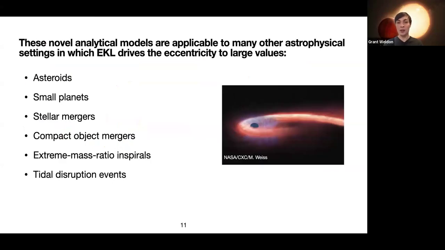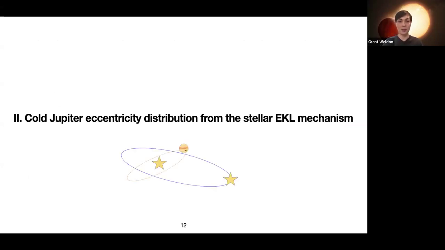Okay, and so these novel analytical models are applicable beyond just the planetary case. These can apply to any system in which you have this hierarchical triple configuration, down from subplanetary to galactic scales. And you can use these models to estimate the overall eccentricity evolution without having to run a costly numerical simulation.